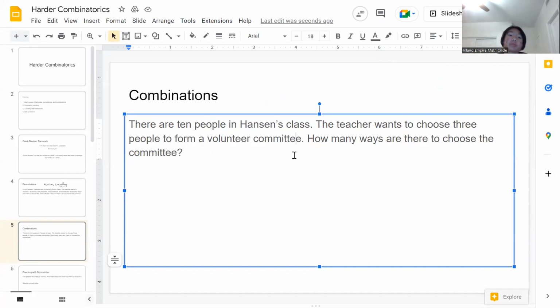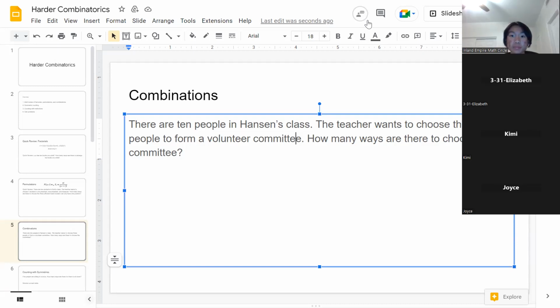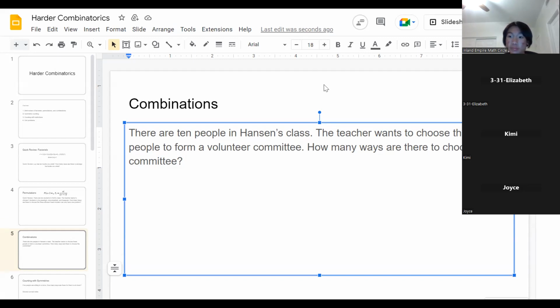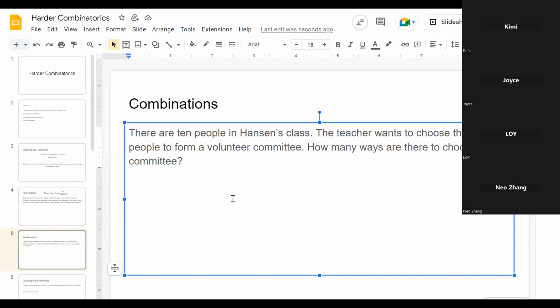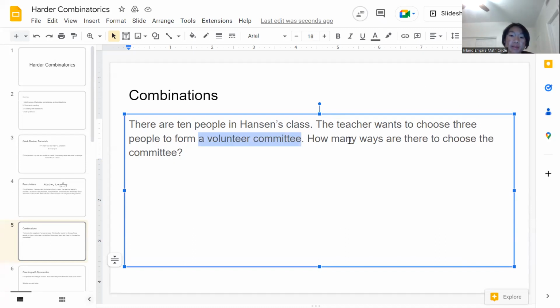So how is this different from the previous problem? Let's think about that again. Anyone have any ideas? Okay, so this is different because we're forming a volunteer committee. So here, the 3 people that the teacher is choosing are all the same. So we don't have to differentiate between a president, a vice president, and then a treasurer, right?